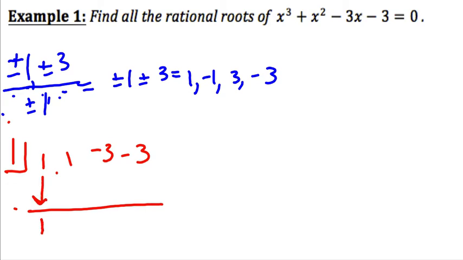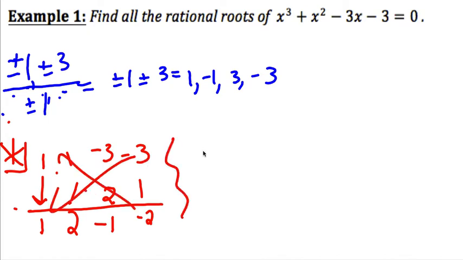So 1, multiply it, 1 times 1 is 1. Bring that down here. Add those together, 1 plus 1 is 2. Multiply it, 2 times 1 is 2, so we bring that over here. -3 plus 2 is -1, times 1 is -1. -3 plus -1 is -4... let me check: -3 plus 1 is -2. We did not get a remainder of 0, so therefore 1 did not work. So I can just scrap this whole thing now.